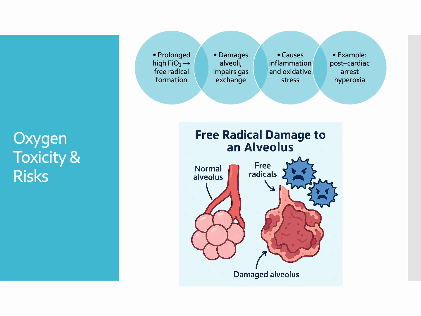Moving on to how oxygen can hurt the body. Too much oxygen for too long causes free radical damage, which is microscopic oxygen molecules that attack tissues. We see this in long-term ventilated patients, but also in pre-hospital hyperoxia. A good example of this is a post-cardiac arrest patient that is left on high-flow oxygen, later develops worsening lung compliance in the ICU.